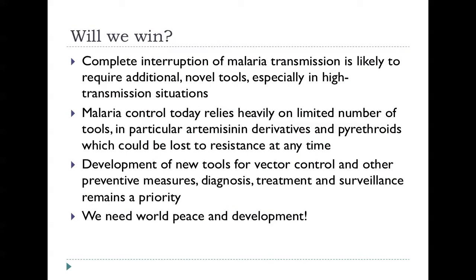So, will we win? I think the consensus is that for the complete interruption of malaria transmission, we're going to need new tools. We're going to need that new vaccine. We're going to need other ways of dealing with it. We're in a precarious situation because we're relying on these artemisinin derivatives and the pyrethroids that are currently used for spraying. If resistance to those becomes widespread, then we are losing our frontline agents. As we said, there are drugs coming up behind, but what if they don't pan out? So we really do need new tools: other preventive measures, diagnosis, treatment, surveillance.